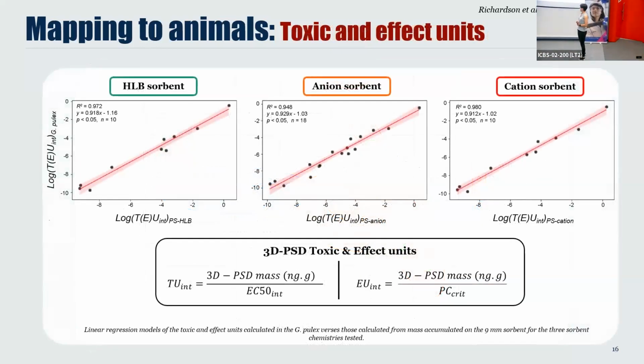So after a bit of tinkering with some data, we found that we could actually map the toxic effect units on a passive sampler to the toxic effect units in the gammarids using a simple linear equation.